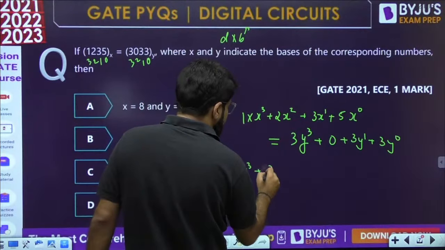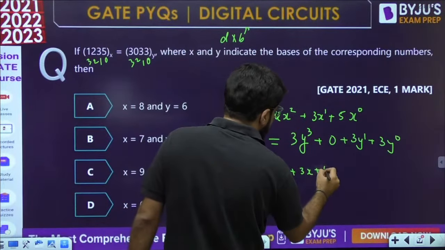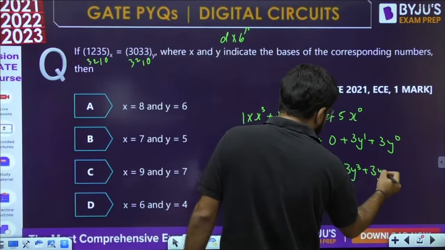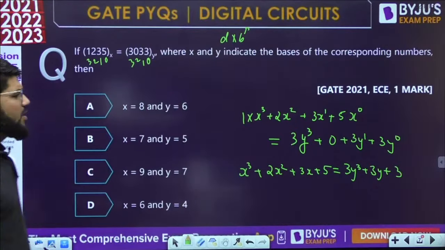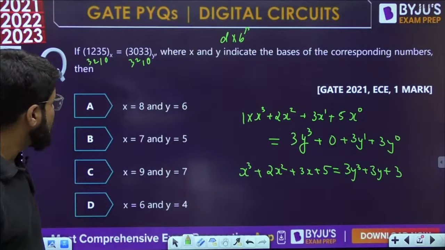X cube, we simplify it, so x cube plus 2x square plus 3x plus 5 should be equal to 3y cube plus 3y plus 3. Now, no need to solve the equation, don't waste your time, just use your calculators and get hold of the answers quickly.